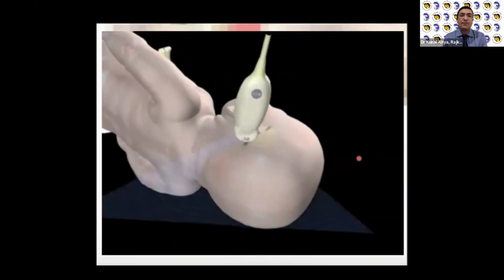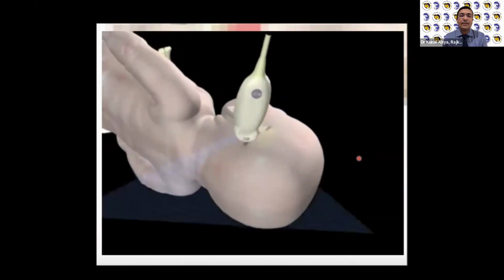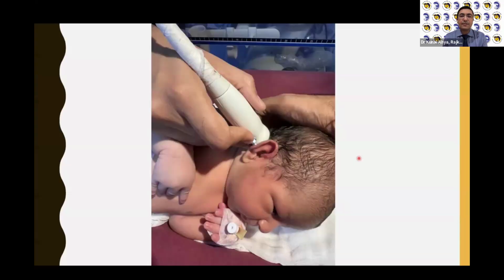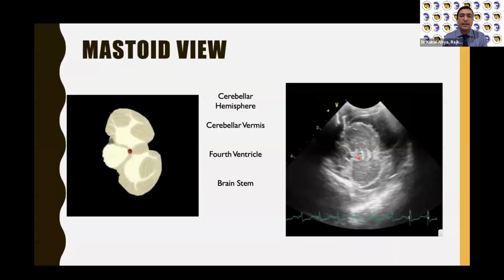Another is the mastoid view. Here you keep your marker anteriorly and it is just behind the ear. So this is how you keep your probe. Okay, and you will be able to see the cerebellum. This is the cerebellar hemisphere. This is the cerebellar vermis. In front of that is the fourth ventricle and your brainstem. Sometimes cerebellar hemorrhages are also there. You can use this view to identify that.